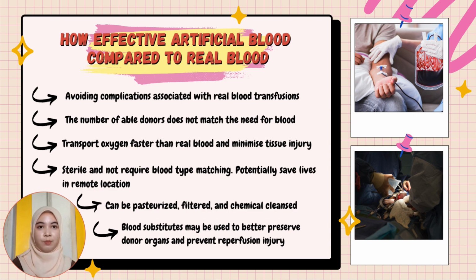Okay, the effectiveness of artificial blood. First, artificial blood can avoid complications associated with real blood transfusion. For example, immune reaction to blood, infection risk, and the donor must match the recipient's blood type, which means if you use real blood, the donor must match with the recipient's blood type. Meanwhile, if you use artificial blood, it doesn't matter because it matches with any type of blood.